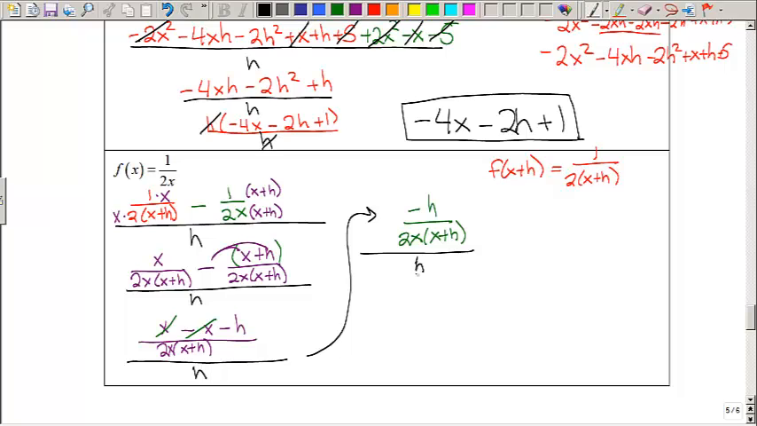Well, in order to divide two fractions, we multiply by the reciprocal, so I have negative h over 2x times x plus h. And instead of dividing by h, or h over 1, I'm going to be multiplying it by 1 over h. Notice that the h in the numerator and the h in the denominator divide out, just like they did on the previous two examples, where the h in the numerator and that h in the denominator should always divide out. My resulting difference quotient is negative 1 over 2x times x plus h.